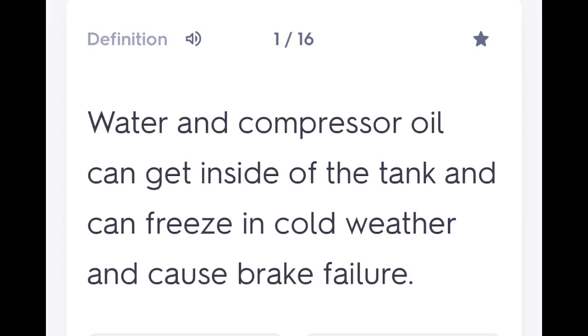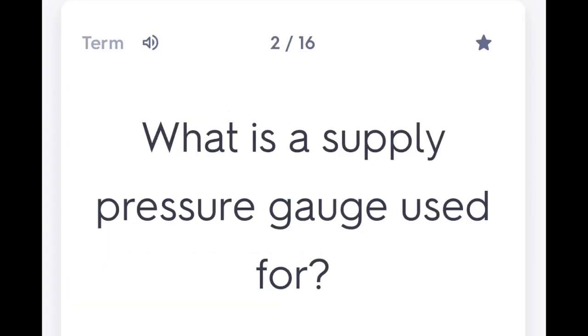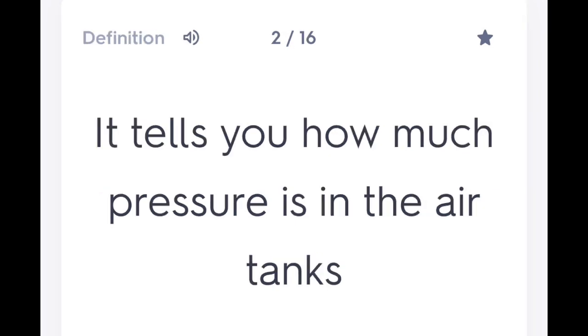Water and compressor oil can get inside of the tank and can freeze in cold weather and cause brake failure. Question 2. What is a supply pressure gauge used for? It tells you how much pressure is in the air tanks.